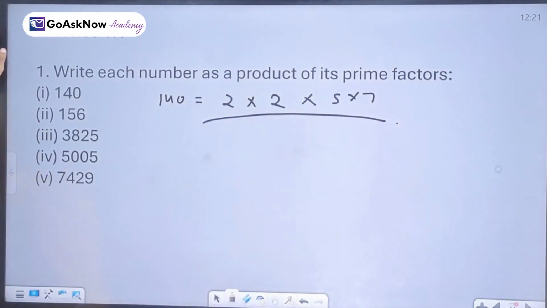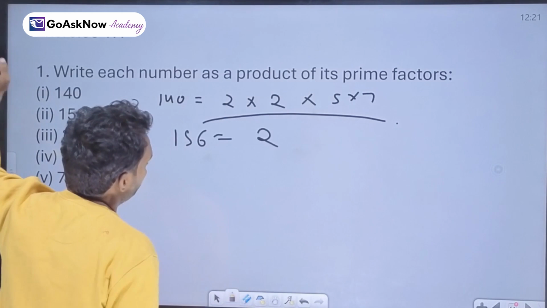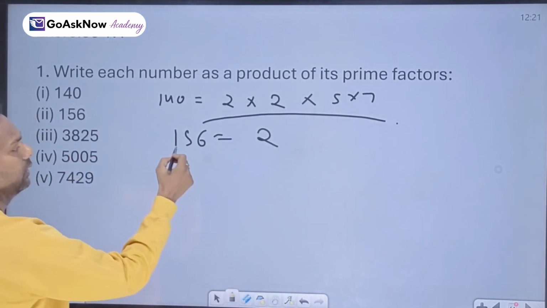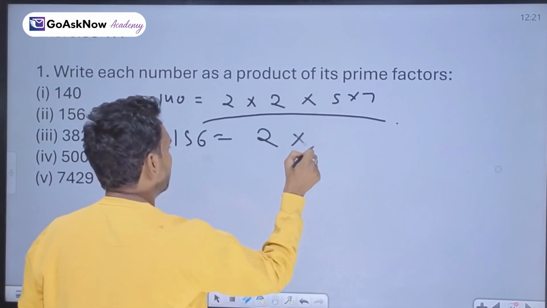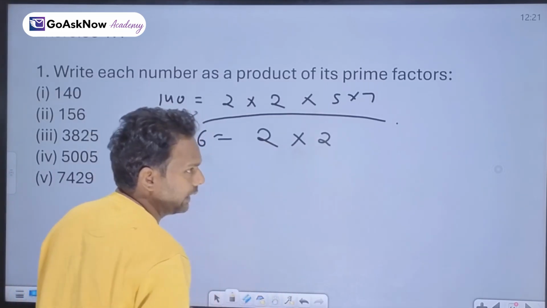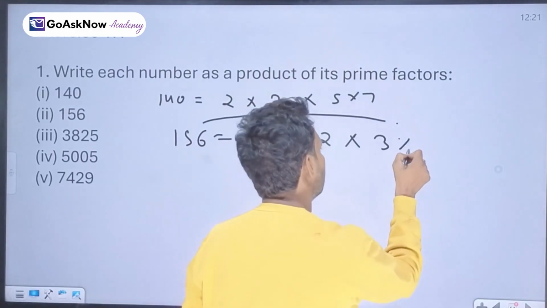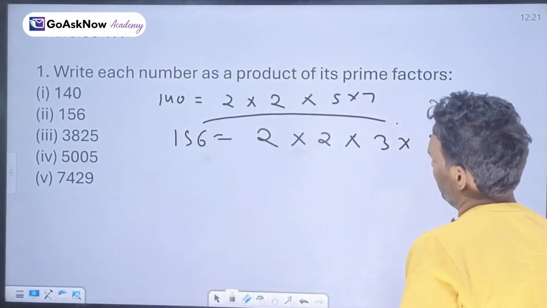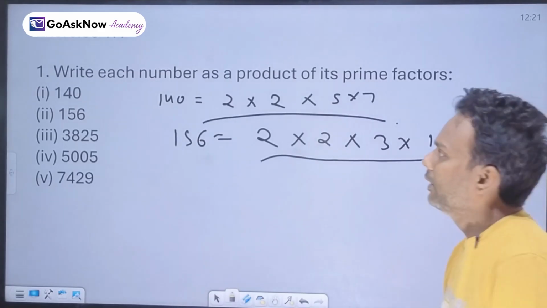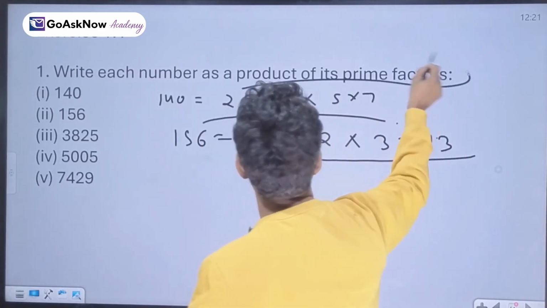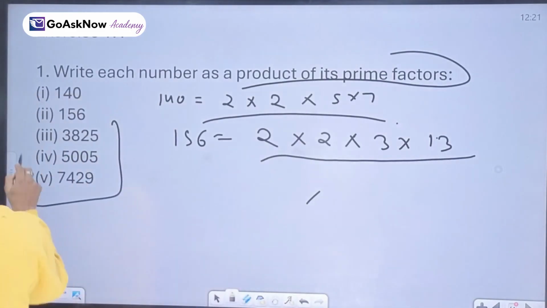Next is 156. For 156, we can write 2 into 78. 78 is 2 into 39. 39 will be 3 into 13. So this is the product of prime factors. You are going to do the rest as homework.